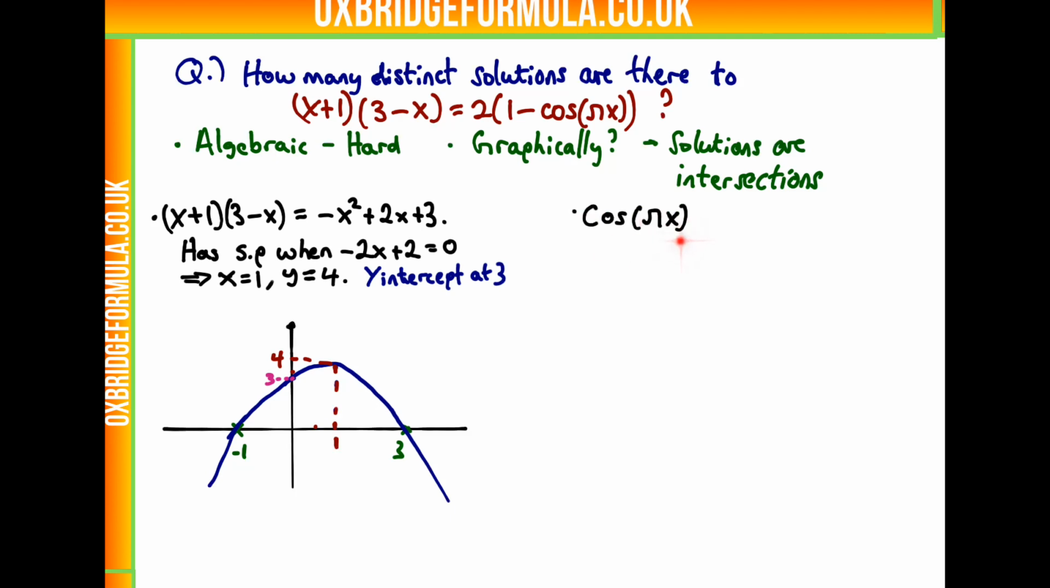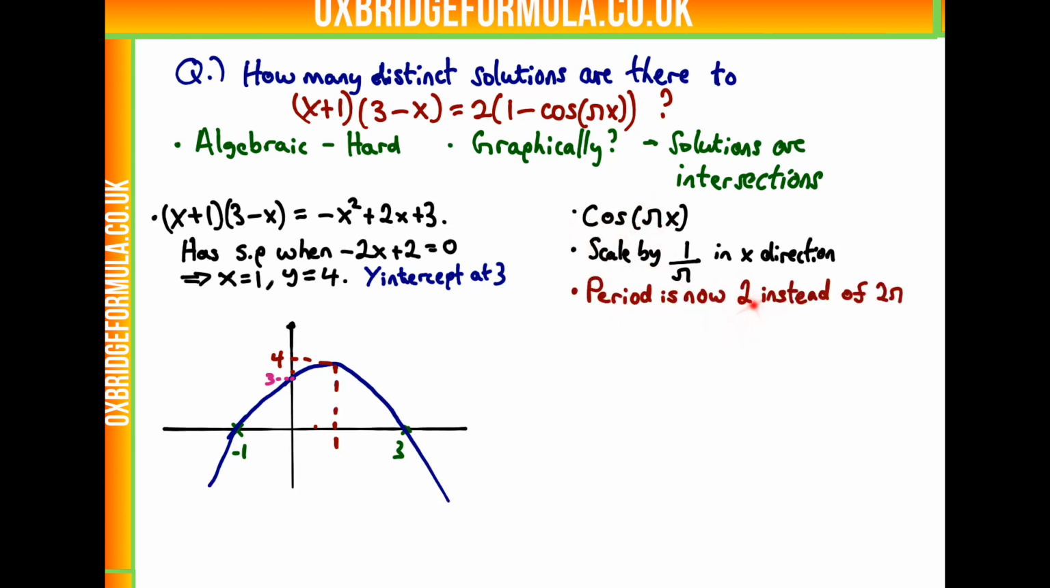Well, what is this? This is precisely a scaling by 1 over π in the x direction, or like a shrinking by a factor of π. So what happens to the period of cos under this transformation? Well, the period is now 2 instead of 2π. So how does that look on the sketch?